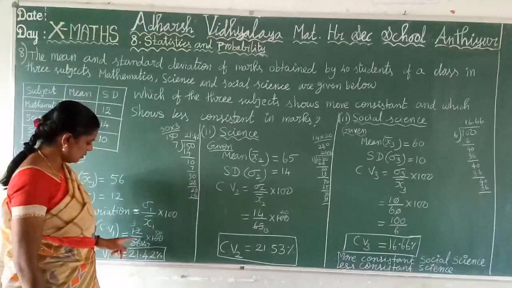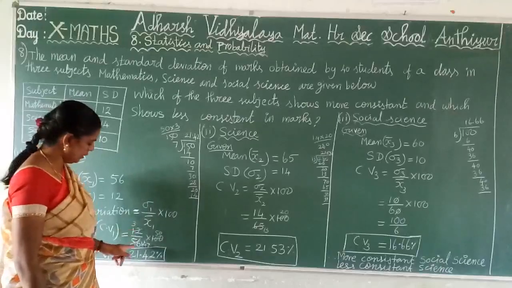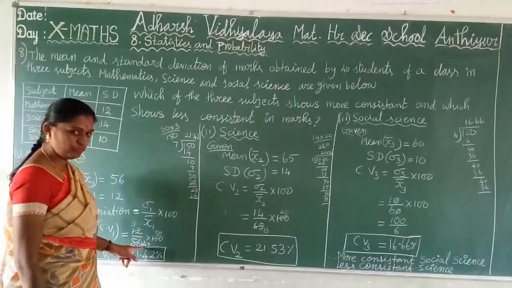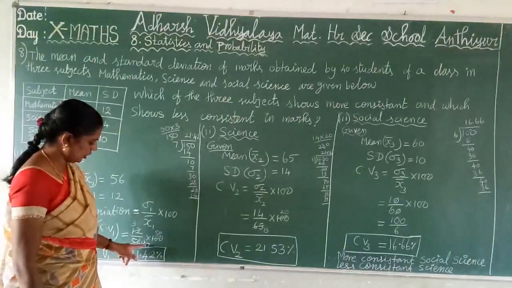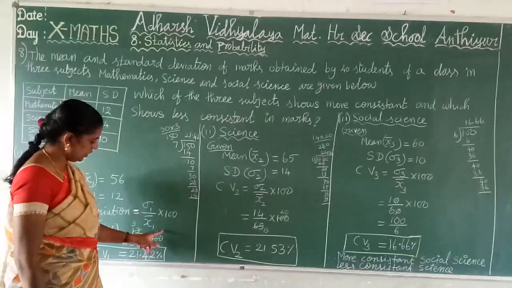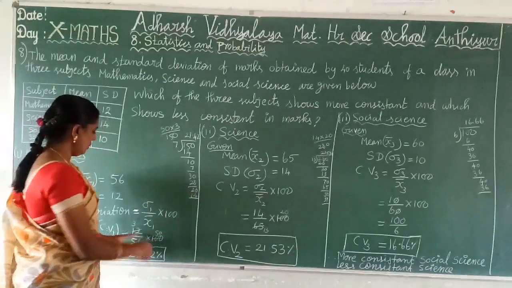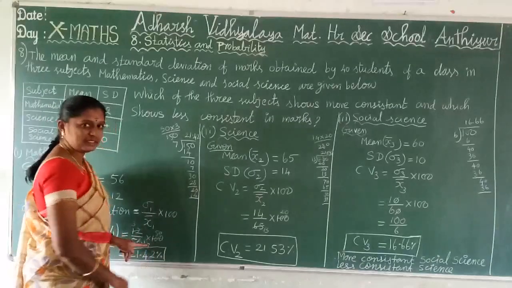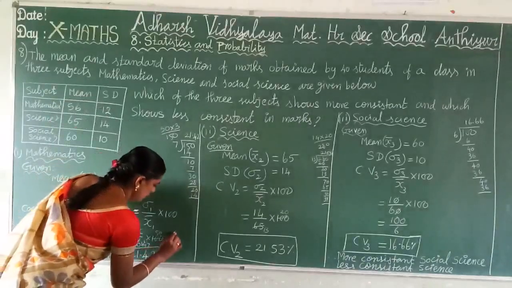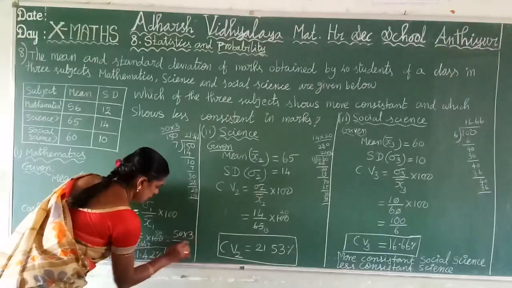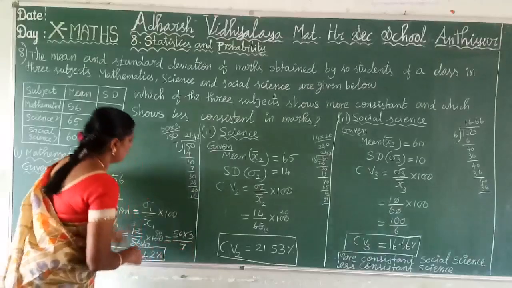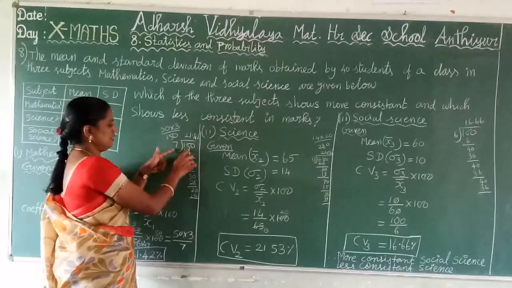Here which table is possible? The 4 table: 3 4s are 12. Here 14 4s are 56. And then apply the 2 table: 7 2s are 14. Here 50 2s are 100. And then multiply 50 into 3 divided by 7. 50 into 3 is 150 divided by 7.